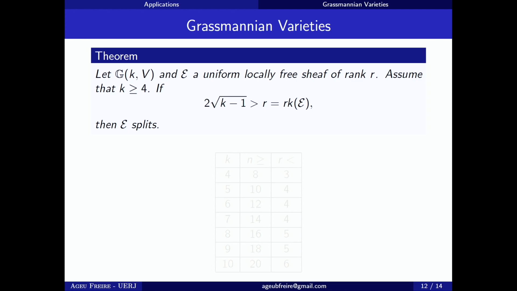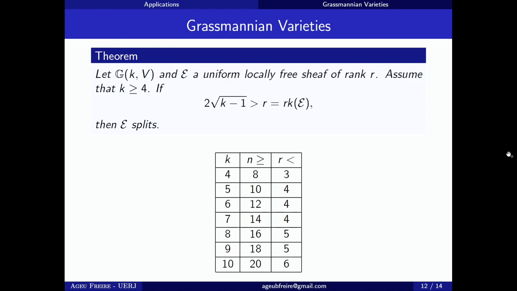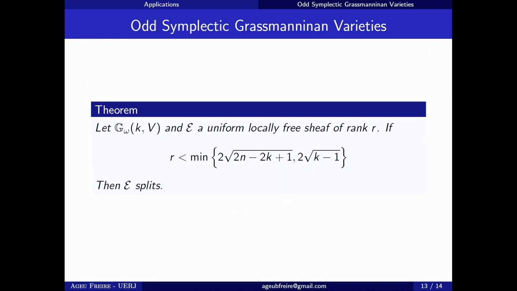The first one is for the Grassmannian. If you have a locally free sheaf of rank r and assume that k is greater or equal than 4 and r is smaller than this number here, then this locally free sheaf splits. I have a table with the simpler cases. And we also apply it for a non-homogeneous variety. This is the odd symplectic Grassmannian. Again, if you have a locally free sheaf of rank r, and the rank is smaller than the minimum between these two numbers, this locally free sheaf splits as a direct sum of line bundles. Thanks.